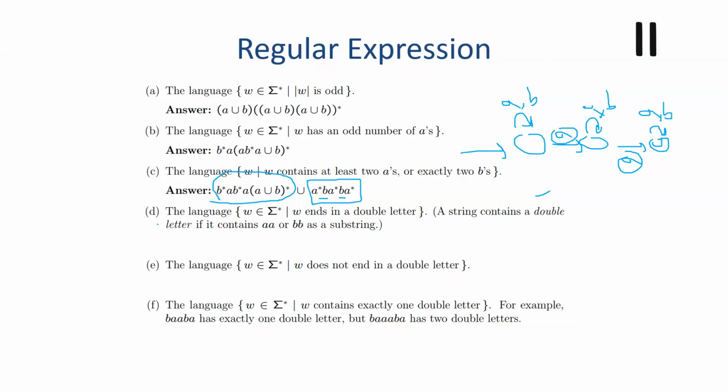But part D. The language W belongs to sigma star. W ends in a double letter. So a double letter is either AA or BB. We're saying I want it to end in either AA or BB. What could I do?